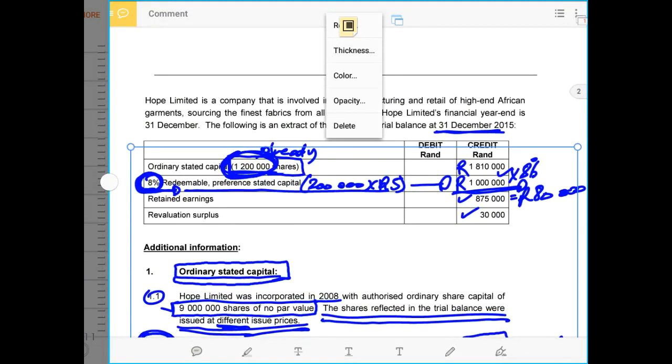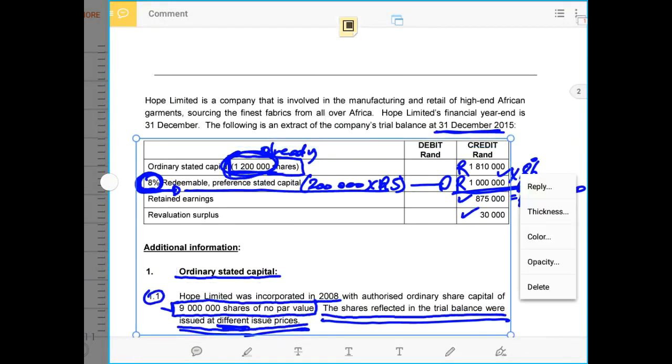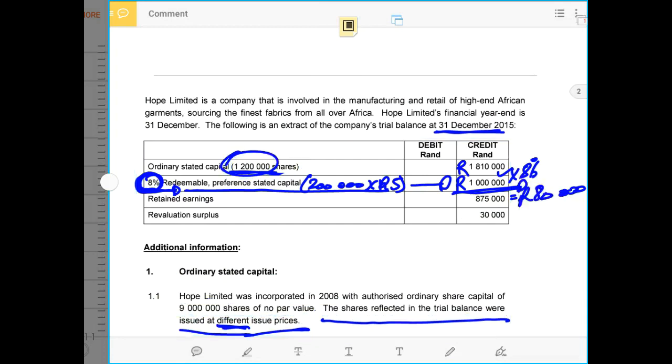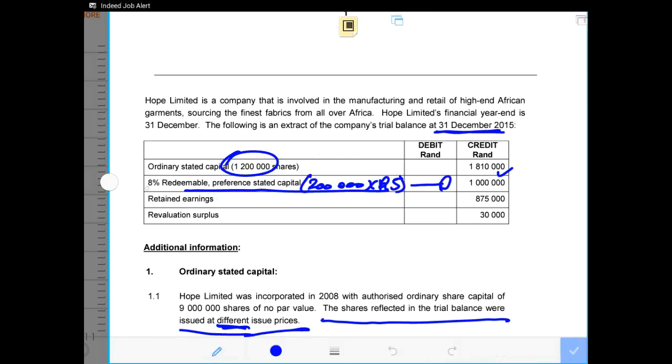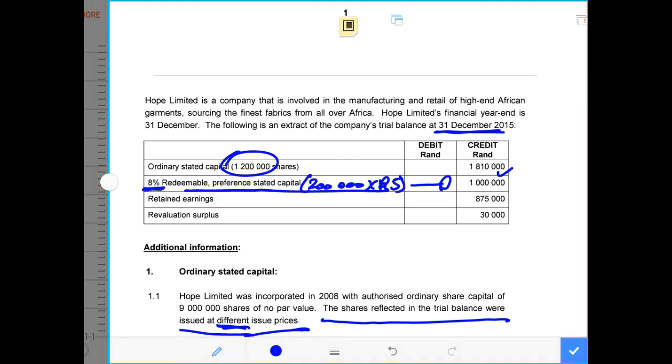Now, with preference dividends, it will always be stated as 8% redeemable preference dividends or 10% or whatever percentage they might give you. In this case, we are given 8%. That means the preference shareholders are entitled to 8% of the capital that they have invested, and that 8% is called dividends. In this case, we know that the preference shareholders have invested 1 million. That means 8% of that million.